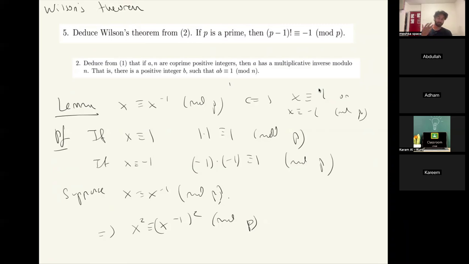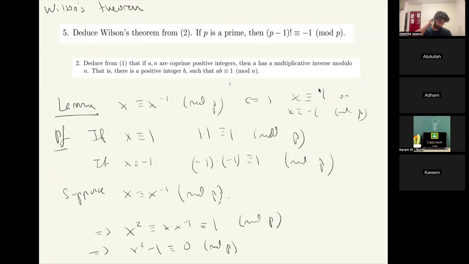Yeah, exactly. So what we want to do is multiply by x, and we can do that. Then we get x squared is congruent to x times x inverse, which by definition is 1. So x squared is 1 mod p, and then what do we do? There are many things we can do. We can subtract 1, and then x squared minus 1 is 0 mod p. So from here, how do we solve this?